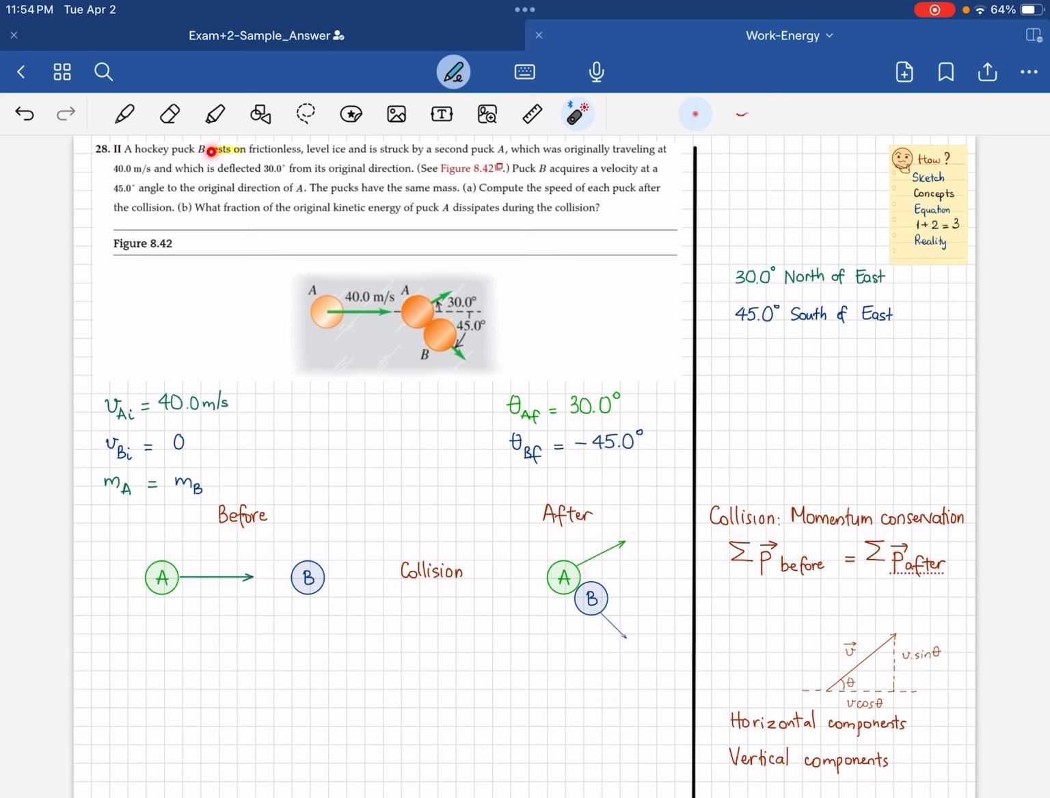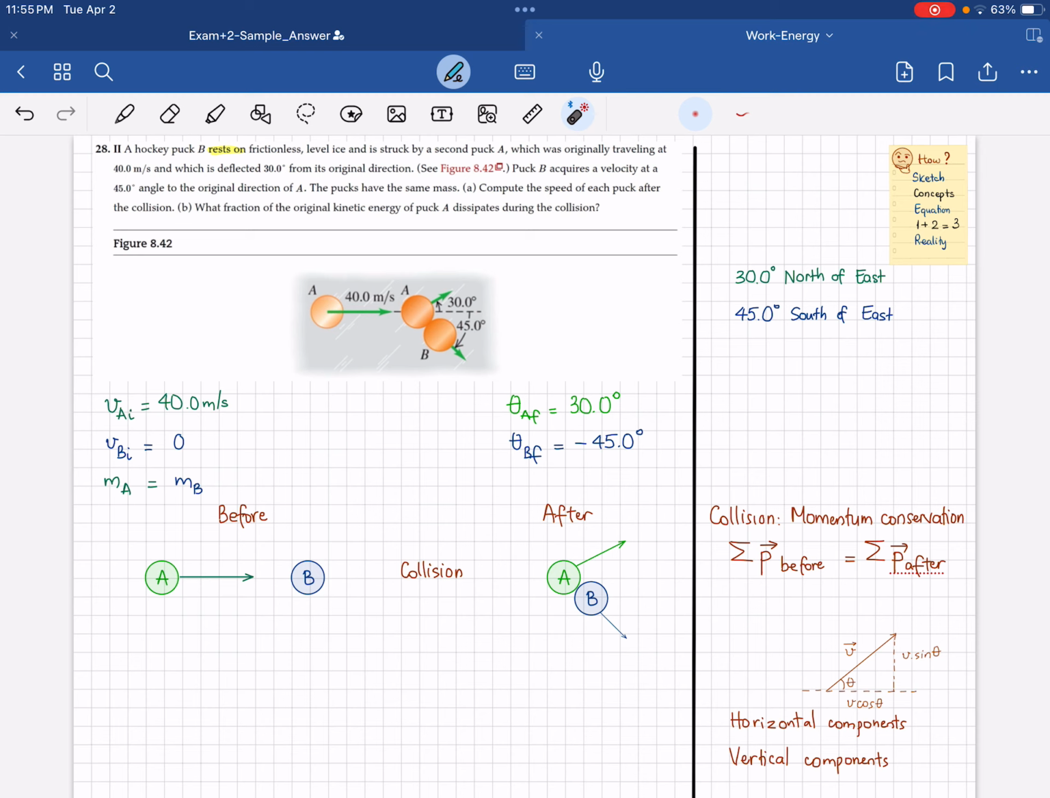There's a hockey puck B that rests on frictionless ice. So it gives us the initial velocity of B. Rest means that it should be 0 at first. And then it's struck by the second puck A, boom, here, and the collision occurs here. Puck A also has an initial speed. Oh, that's really fast, like 40 meters per second.